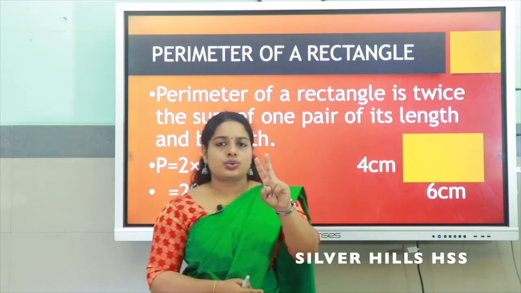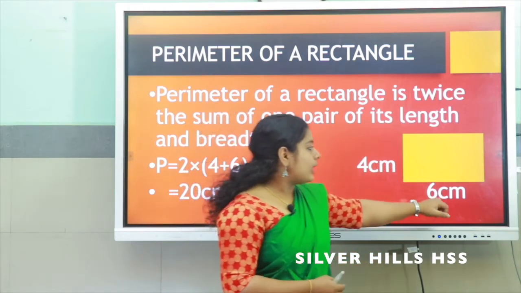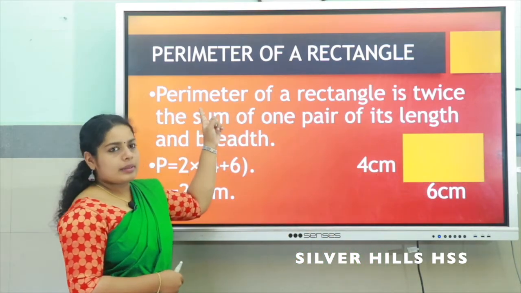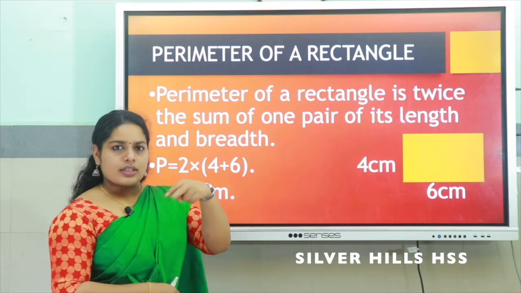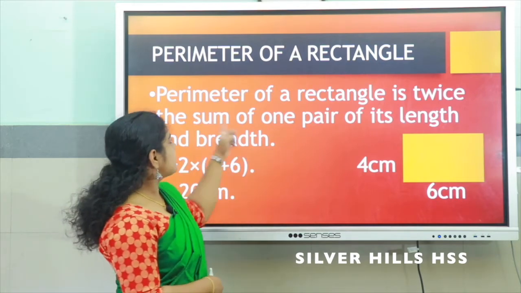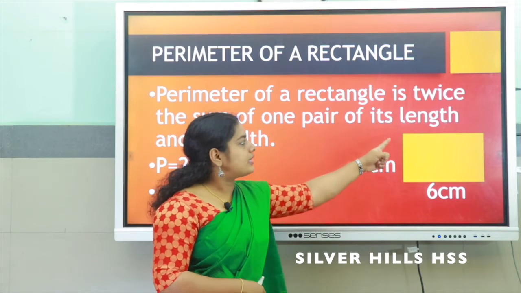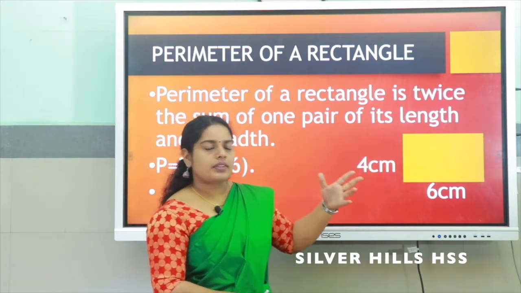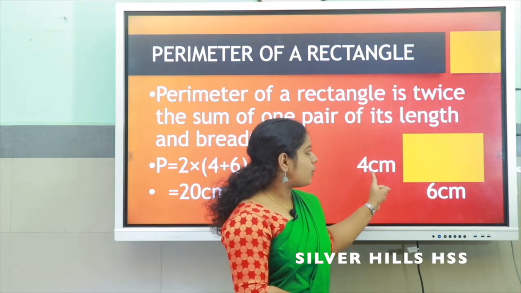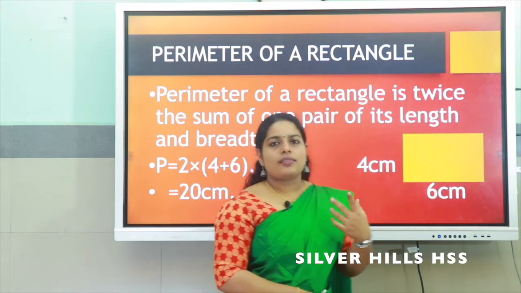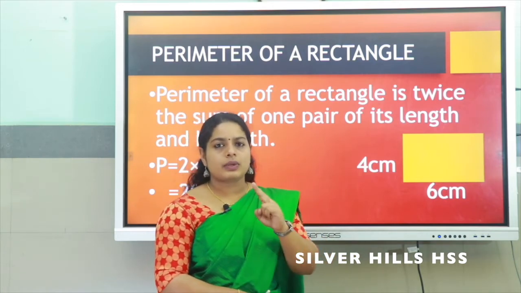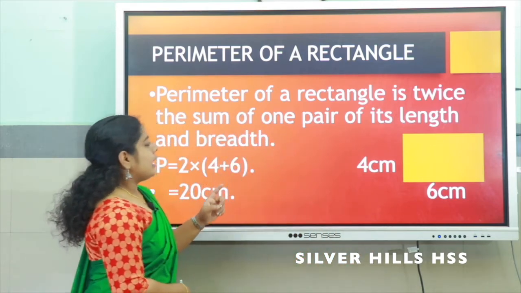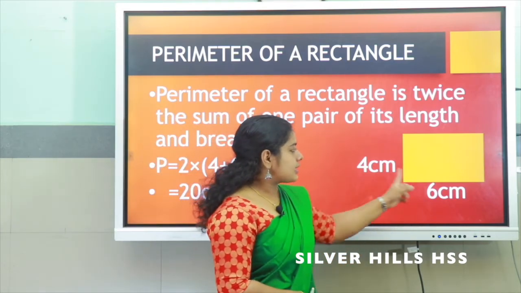So we are having 2 pairs, that is 1 pair of length and 1 pair of breadth. So just take the perimeter of the rectangle as twice, because we are having 2 pairs. Twice the sum of 1 pair of its length and breadth. So if we are adding the sides of the rectangle, we will get it as 6 plus 4 plus 6 plus 4. Instead of adding 6 plus 4 two times, we can write it as 2 times 6 plus 4.